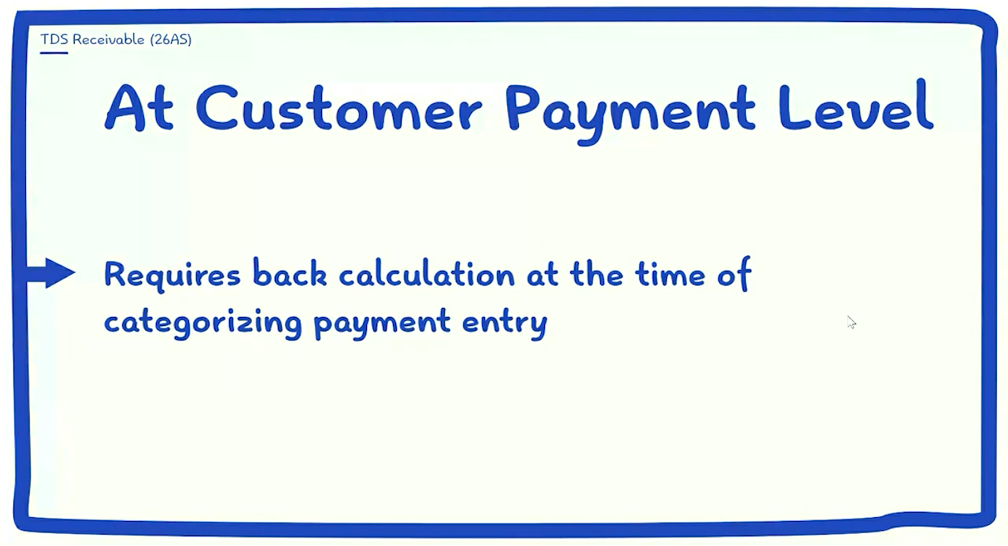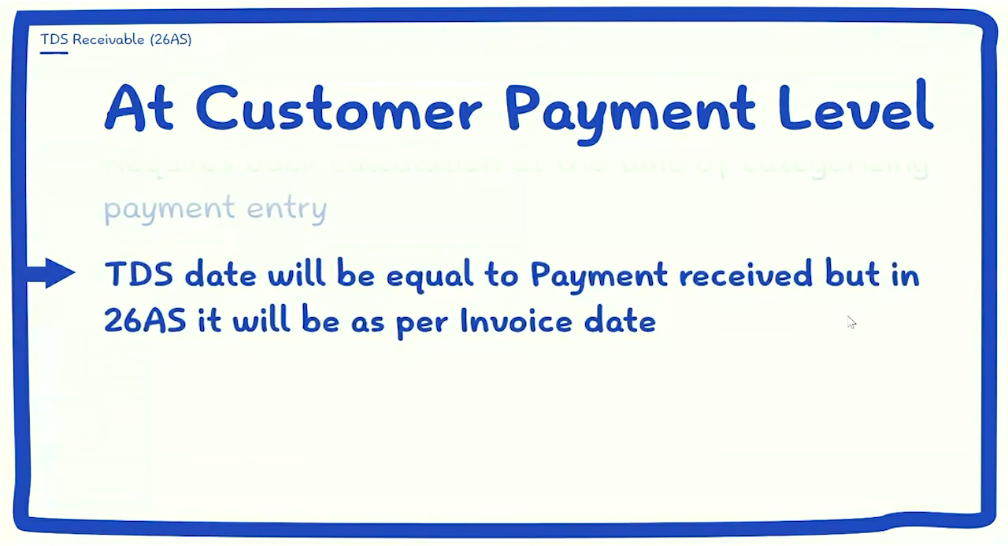But this requires back calculation at the time of categorizing the payment entry. And the TDS date will be equal to the payment received date, because it will be the date on which you are receiving the payment. Now, it may so happen that the invoice is of FY 24-25 and you have received the payment in 25-26. So you will not like your TDS receivable to go in FY 25-26. You will like it to be in 24-25 because you want to take your TDS credit in FY 24-25.